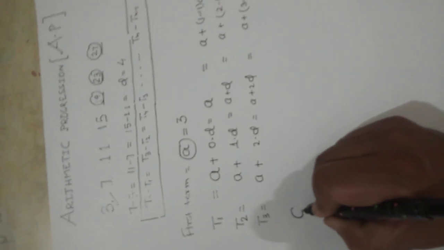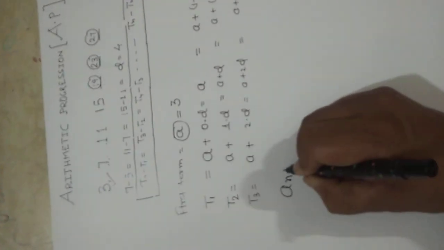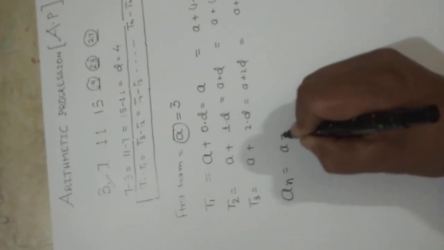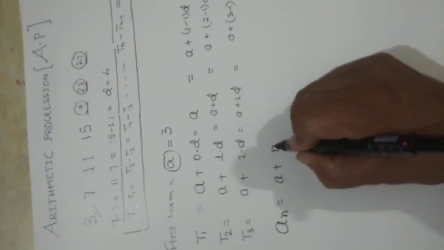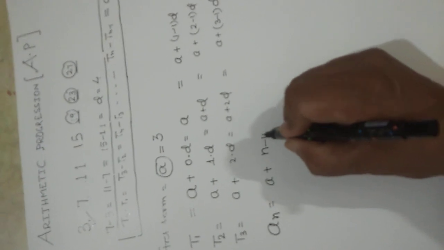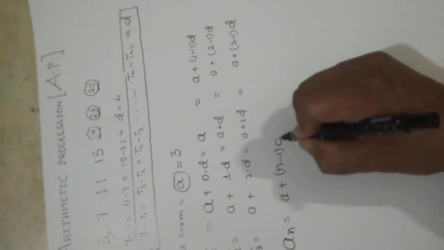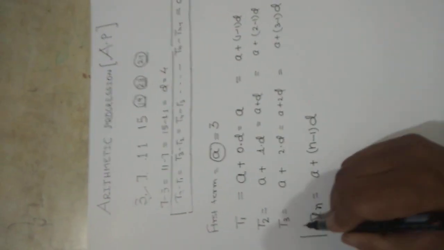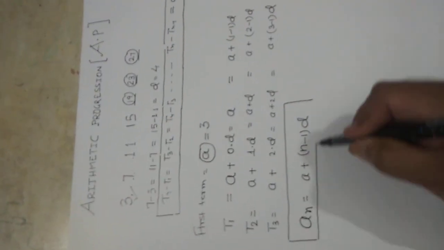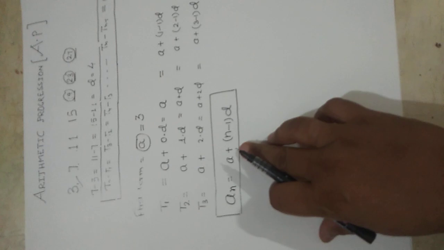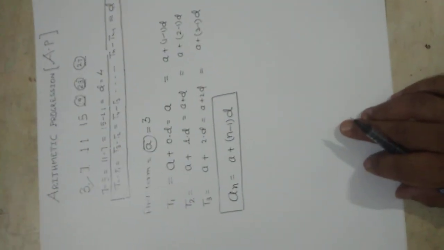So here we can say, if we are going to find the nth term, A plus 3 minus 1, that is 2. So the nth term is A plus n minus 1 into D. This will give you the general term of the series.